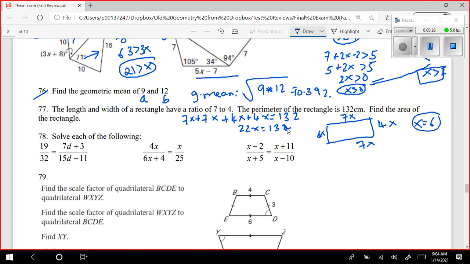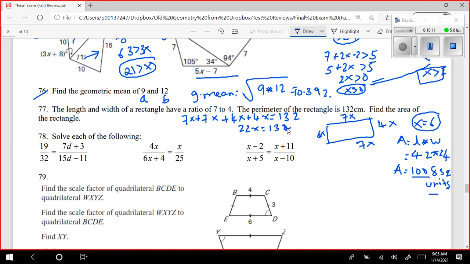You got x equals 6. That's not the final answer. They want the area. Area is nothing but length times width. Here the length is 7x, so 7 times 6 is 42. So length is 42. And width is 4 times 6, which is 24. And if you multiply 42 times 24, that gives us the area of 1008. So area equals 1008 square units. They have not given any units, so I'm just writing 1008 square units.